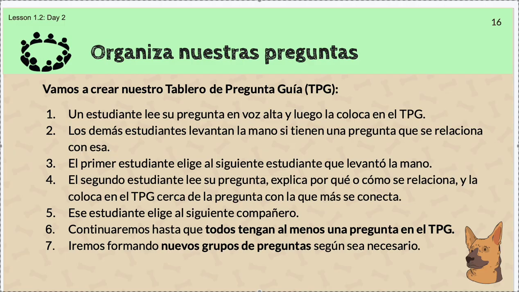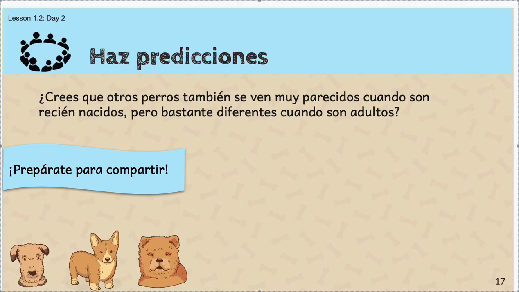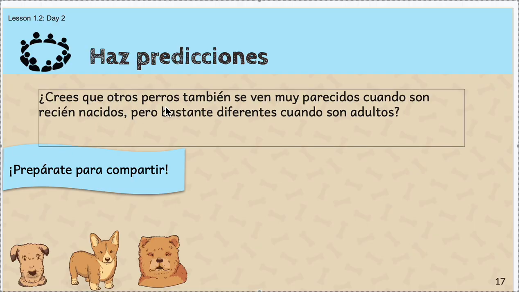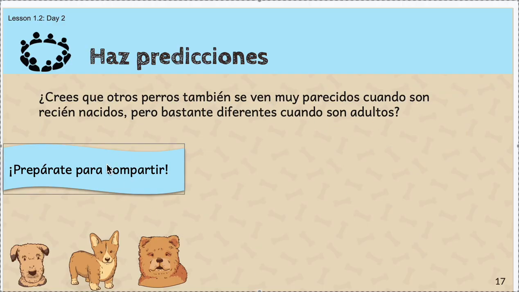Okay, this is our second slide. We will get to this when we are in a whole group together. Right now, we're just going to skip this because we're going to talk about questions. Okay, haz predicciones. Make predictions. ¿Crees que otros perros también se ven muy parecidos cuando son recién nacidos, pero bastante diferente cuando son adultos? Do you think that other dogs look similar when they are newborns, but very different when they're adults?